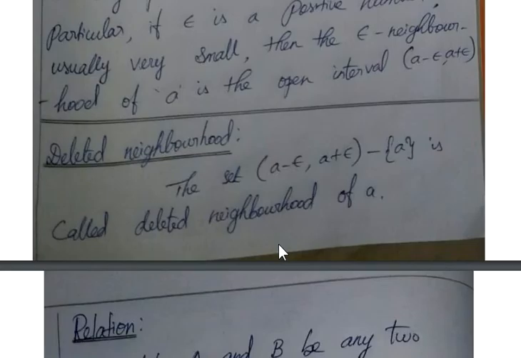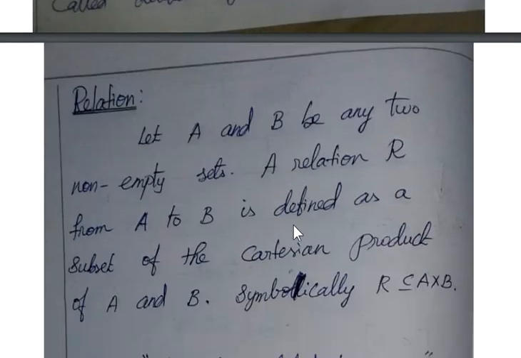And then deleted neighborhood means that you delete the particular point and then take the remaining parts in that interval. Relation: already you know about the set as well as the Cartesian product. Set means a collection of well defined distinct objects. Cartesian product means we can take two sets and then take the product, that is called the Cartesian product. And then a relation is nothing but any subset of that Cartesian product.